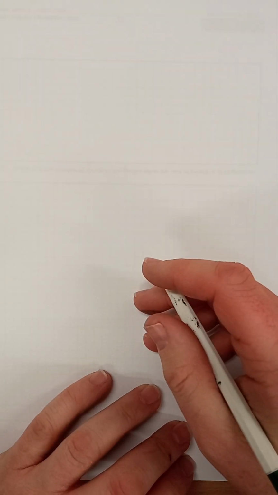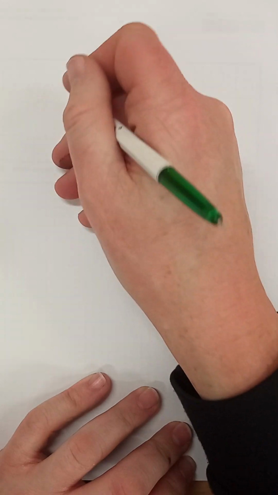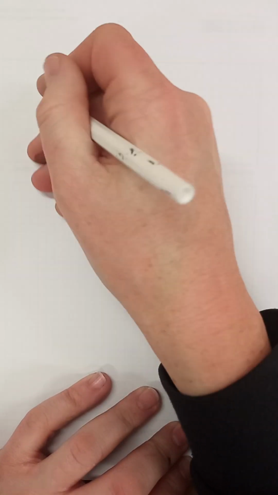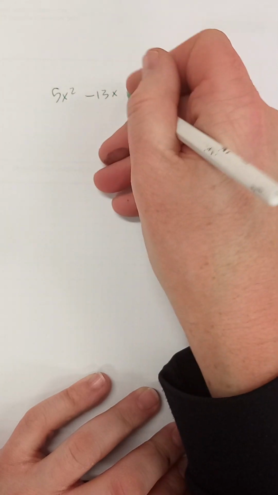Welcome back. So we're going to have a look at how you use the quadratic formula both to solve and factorize equations, but also to find the solutions or roots of an equation. So I'm going to put down a pretty awkward looking sum and we're going to have a look at it. Okay, so here we have a sum: 5x squared minus 13x plus 6.